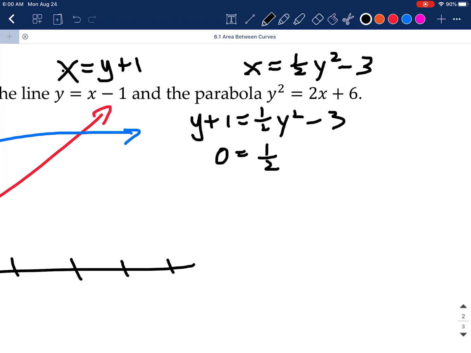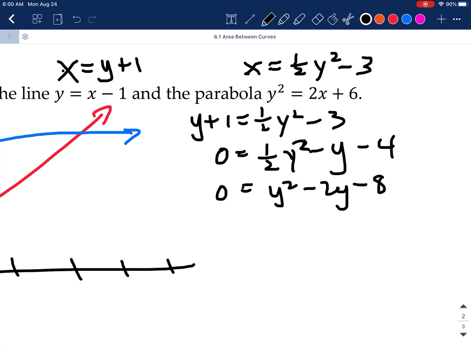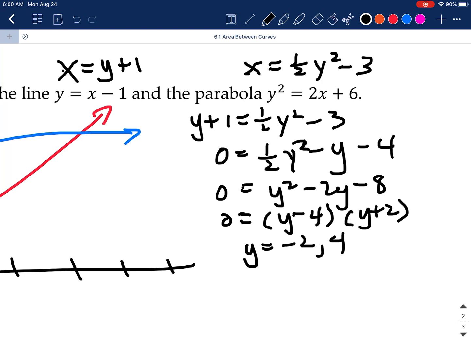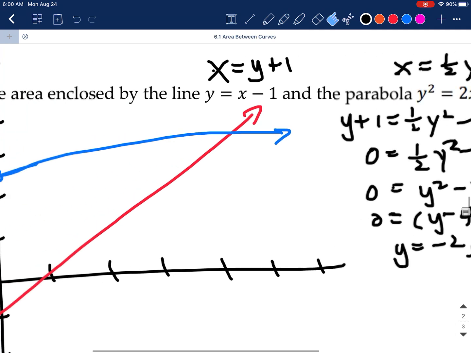Move all of our terms over. Minus y minus 4. Multiply by 2 to make the factoring a bit easier. And it looks like -2 and 4 are our two intersection points.